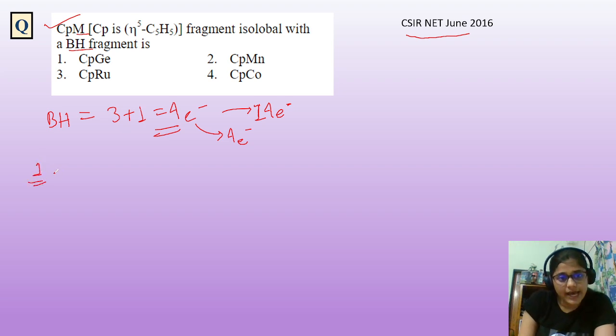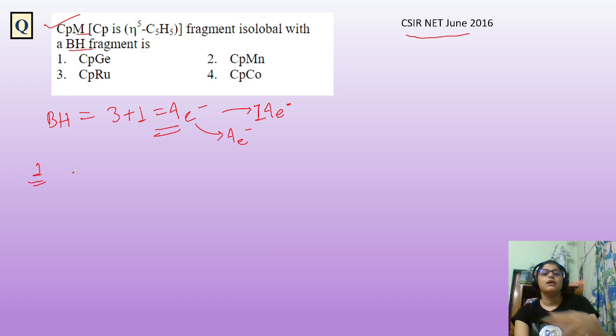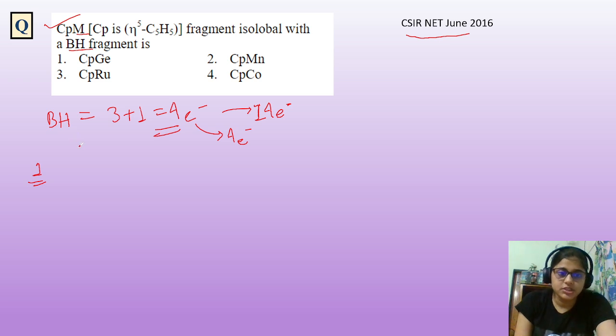So the first one has Cp germanium. Germanium is in the carbon group. Okay. Germanium.